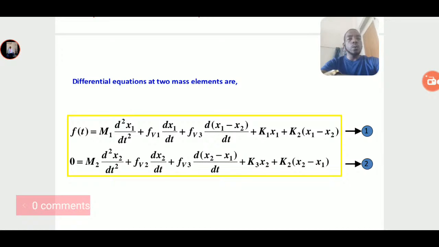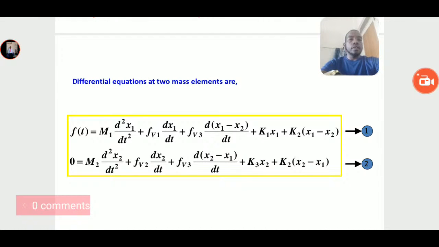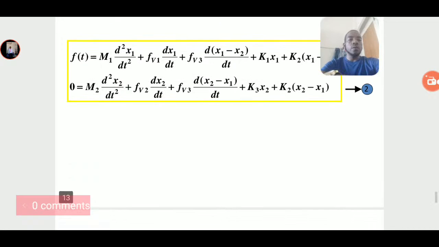For mass 2, we have no applied force. If there is no applied force, we can say that f of t is equal to 0. So 0 is equal to m2 d square x2 over dt square plus fv2 dx2 over dt plus fv3 d of x2 minus x1 over dt plus k3 x2 plus k2 into x2 minus x1. This is the second equation.